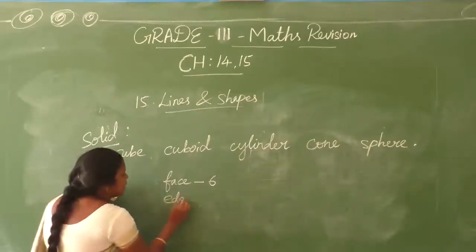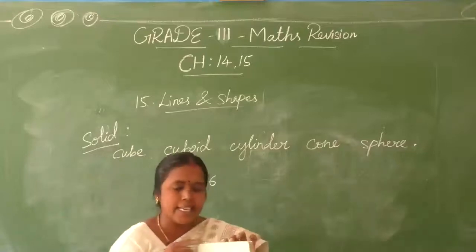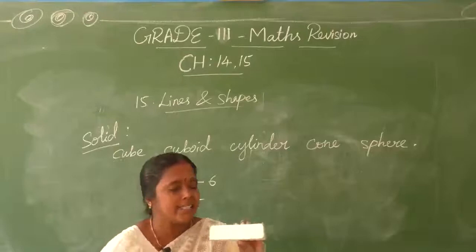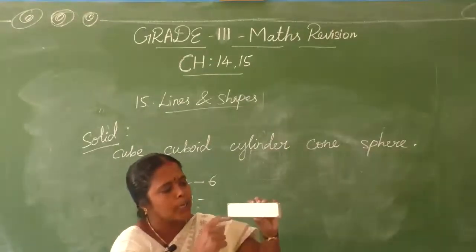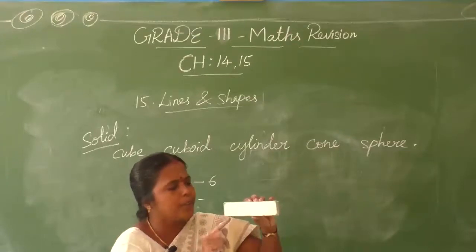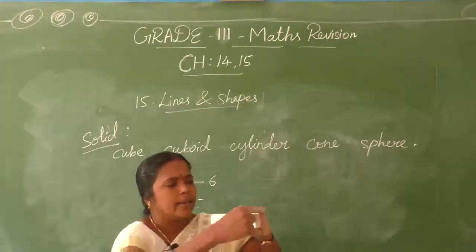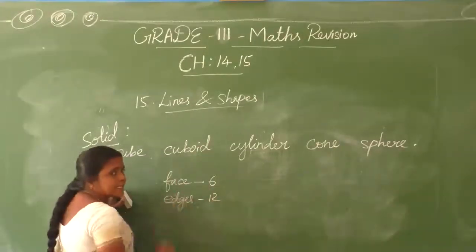Edges, nothing but sides. Generally the line segment is called a side. Here the side is called an edge. How many edges are there? 1, 2, 3, 4, 5, 6, 7, 8, 9, 10, 11, 12. So 12 edges, nothing but 12 sides.